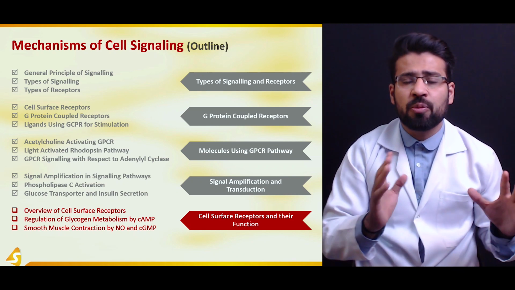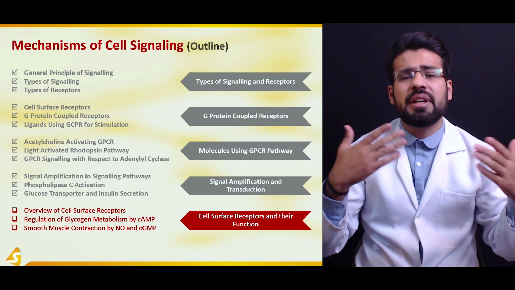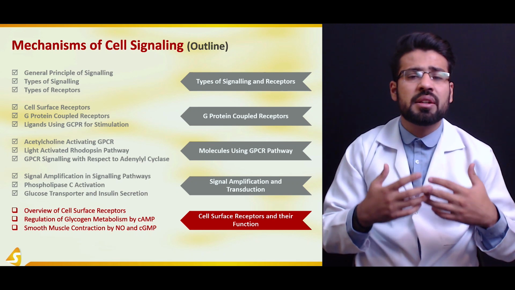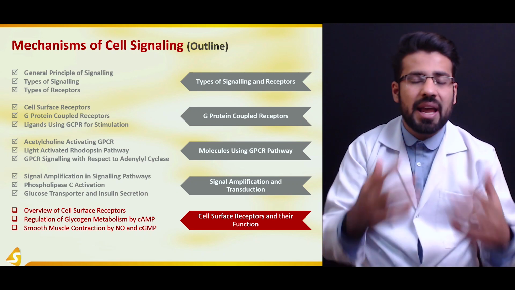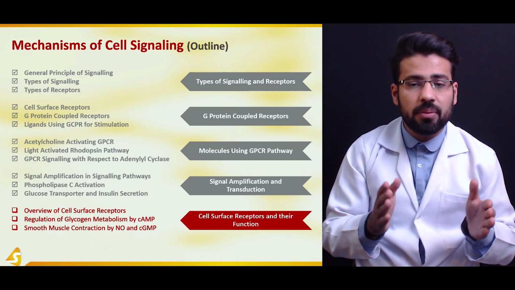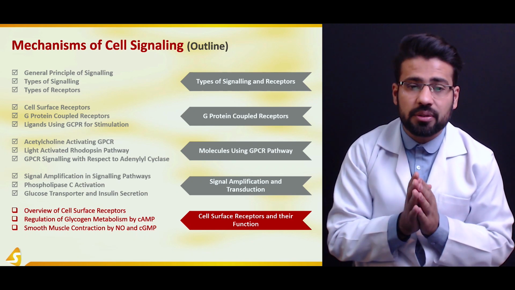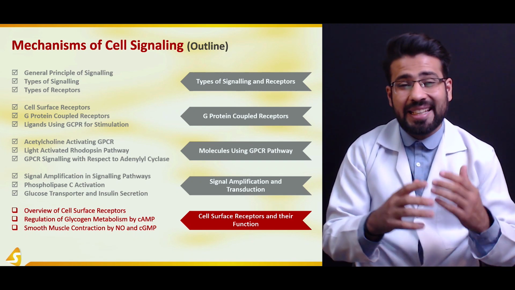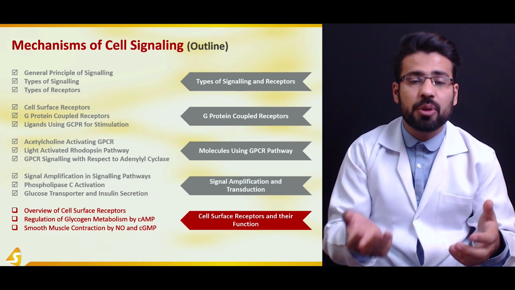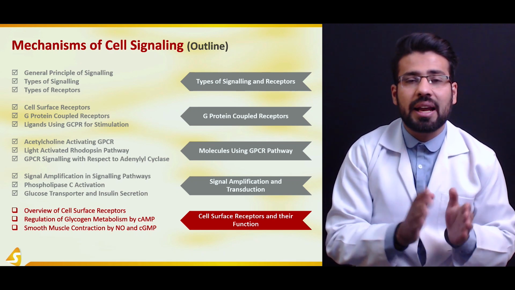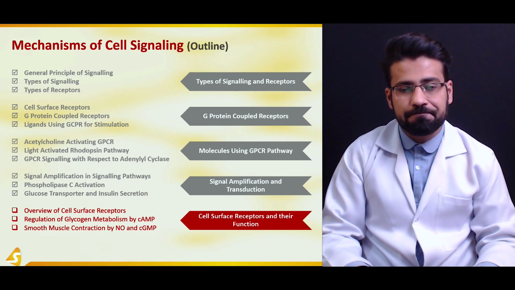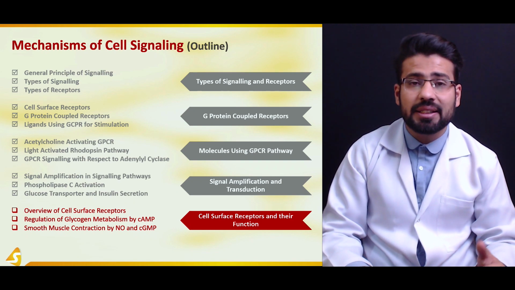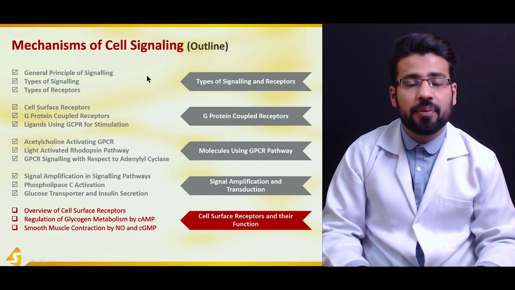And then in this particular portion, we are going to just have an overview of different types of receptors. We are going to have a look at the receptor tyrosine kinases, Notch signaling, WNT signaling pathway, and Hedgehog signaling pathways. This would be followed by the discussion of the regulation of glycogen metabolism by cyclic AMP, and we are going to see how its concentration increase or decrease results in the downregulation or the inhibition of the glycogen synthesis pathways. This would be followed by the discussion of smooth muscle contraction by nitric oxide and cyclic GMP, of course. So let's get started.